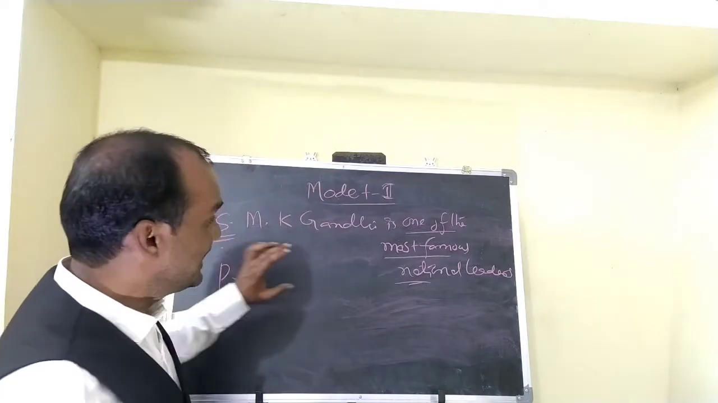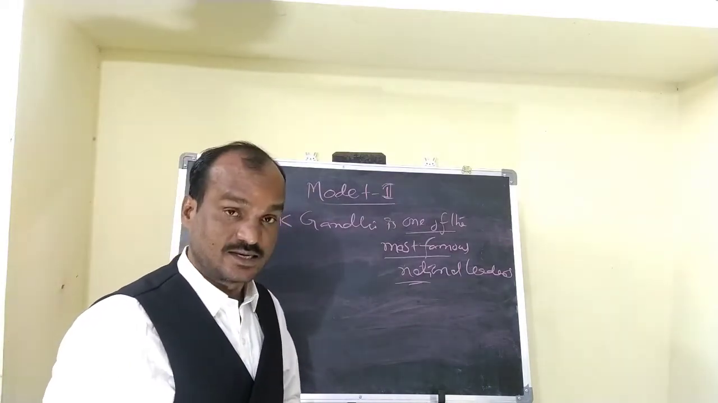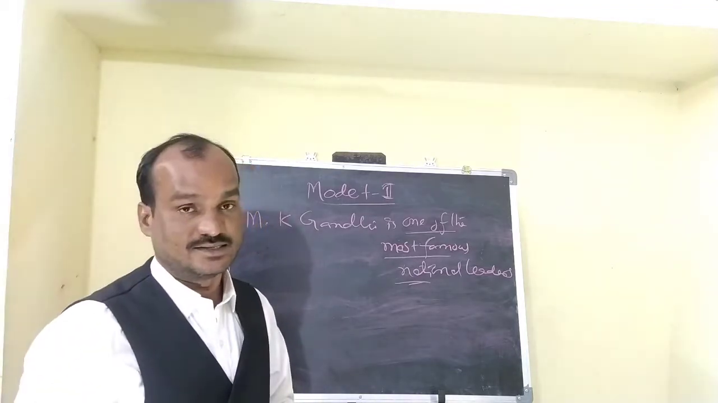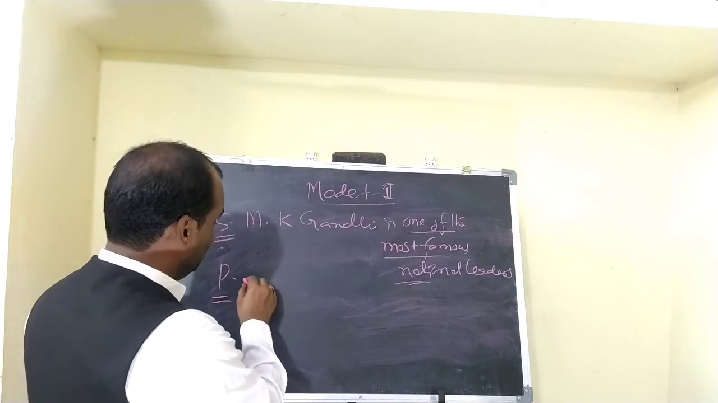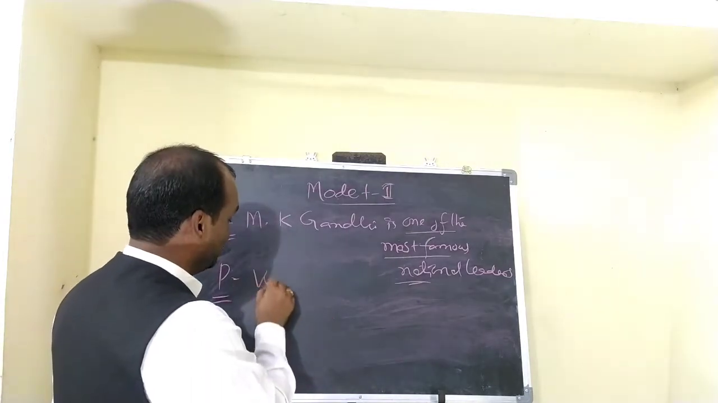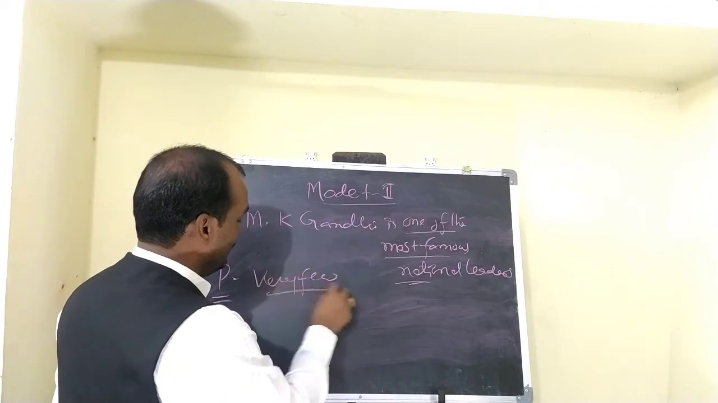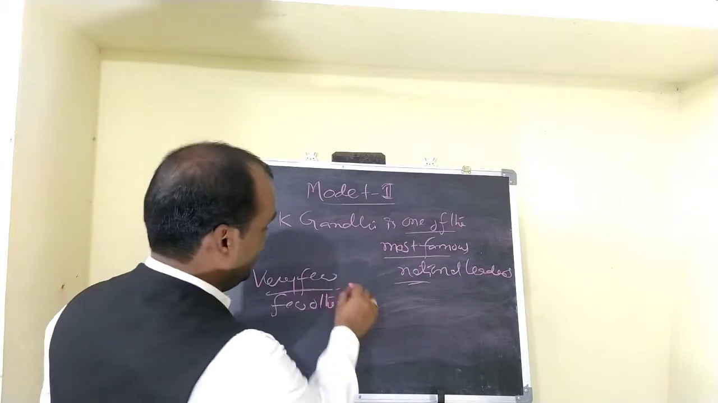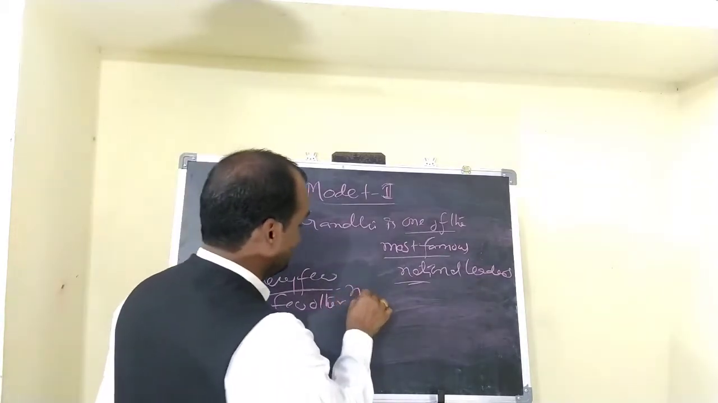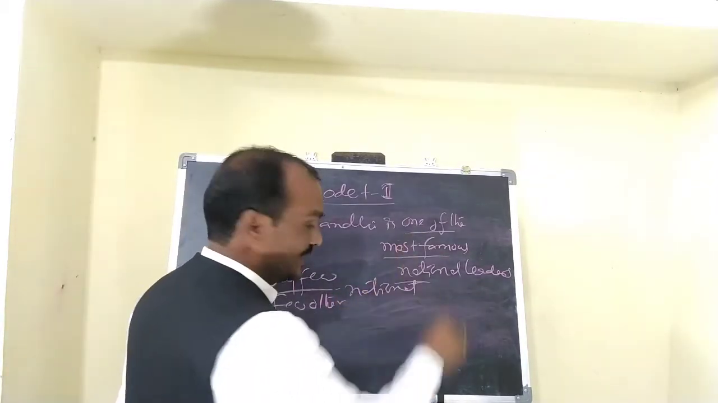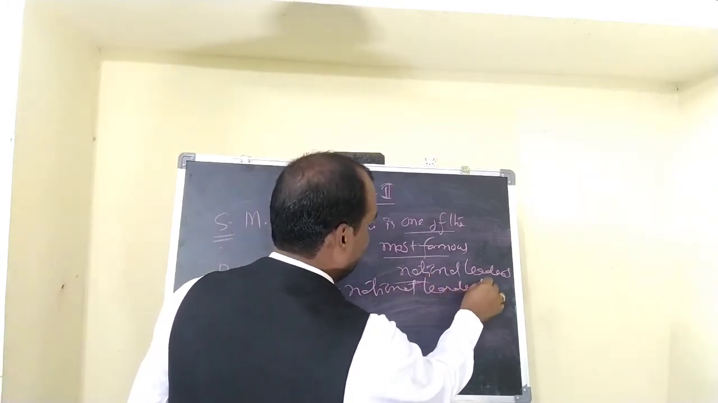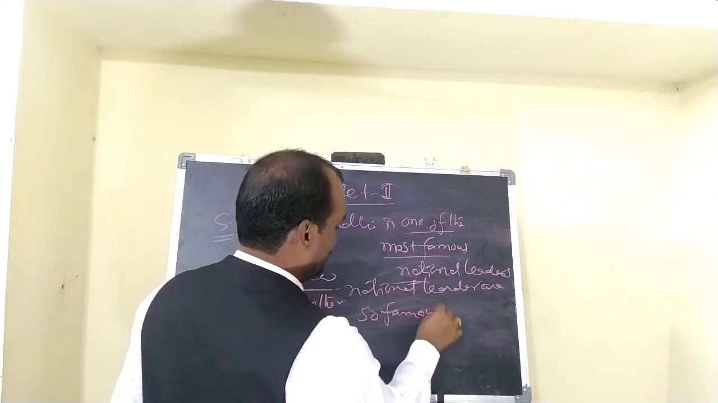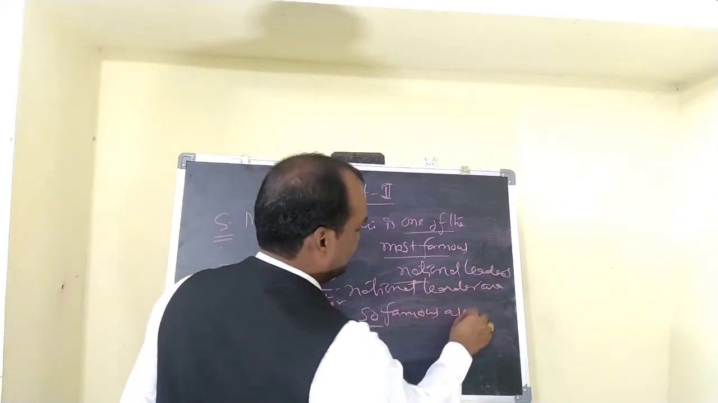But here MK Gandhi is one of the most famous national leaders, right? What does it mean? He is one among the most famous national leaders. So there we need to start the sentence with very few or few other. Very few or few other national leaders are so famous or as famous as MK Gandhi.